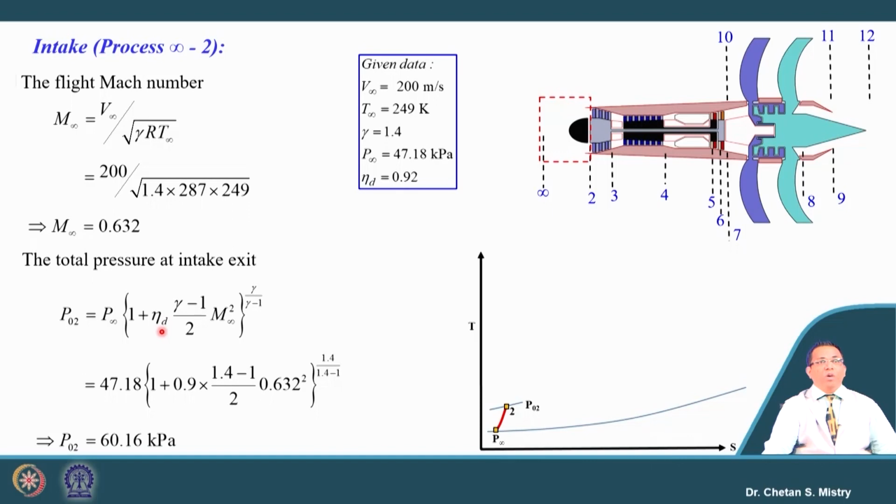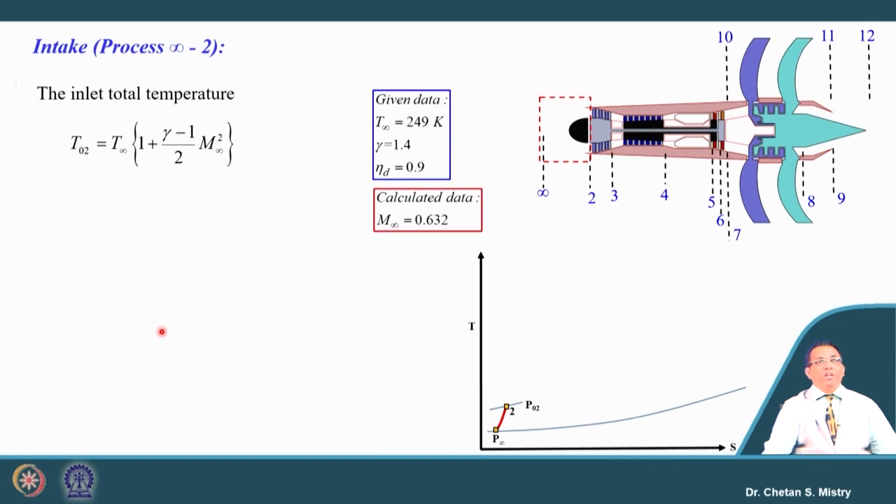Now, let us try to calculate the exit temperature. We know that exit temperature can be calculated based on the isentropic relation. Since Mach number is known to us, we can calculate the outlet temperature, and this outlet temperature comes to be 268.89 Kelvin.